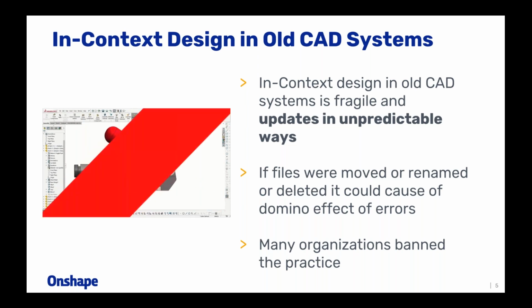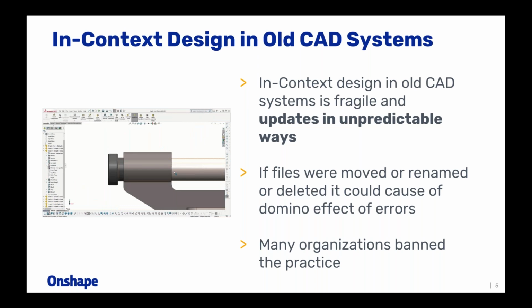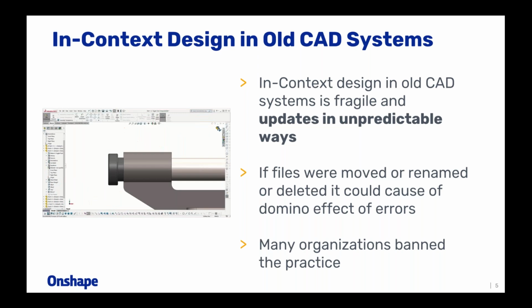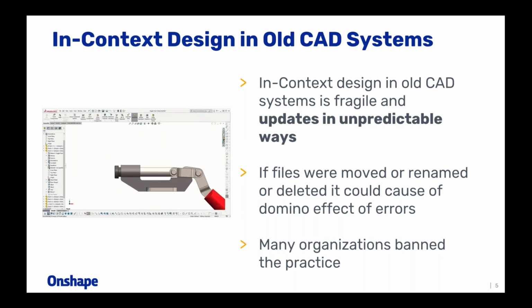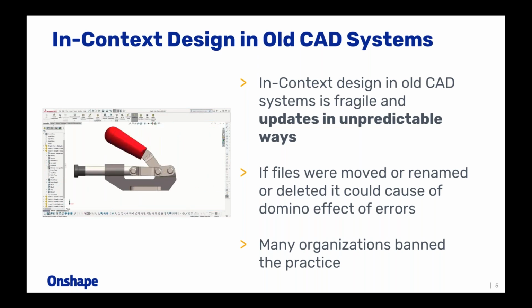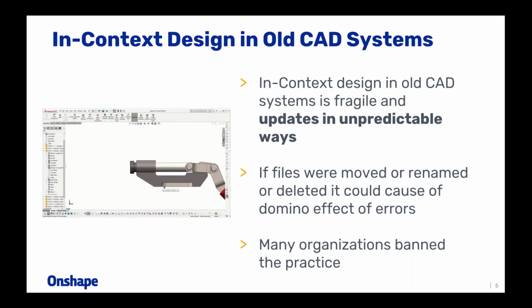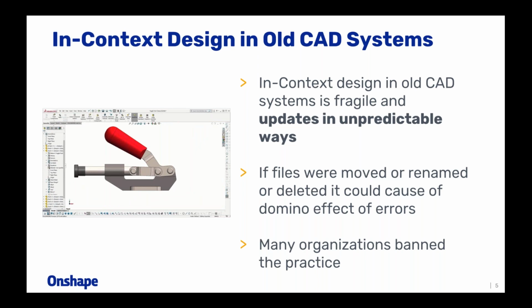Yeah, and you can see the clamp arm adjusts and updates. Right, and the frame is not something that I'd want to see update just from a simple movement. Right, but that's an excellent example of the unpredictable ways that it would update. And rebuilds happen all the time in many of these CAD systems. So this kind of unpredictable updating nature is just inherent in the way that in-context design was built.